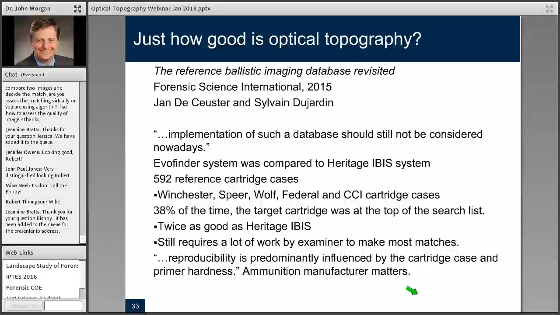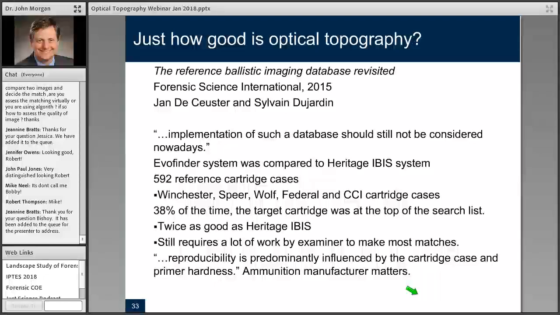So the same system that was used by, say, Orange County and that other county, they actually looked at all of those cases using that new Evo Finder system. And they found that 38% of the time, the target cartridge was at the top of the search list, even when there were variations in ammunition type. And that was, for them, twice as good as what they saw with Heritage IBIS back before that.